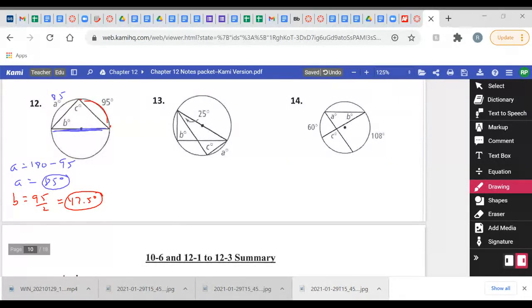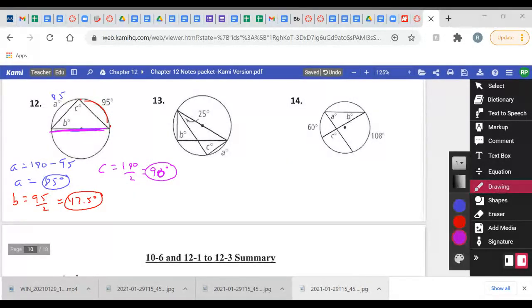Okay, and then I can see that C meets up with the diameter. So since the diameter cuts the circle in half, which is 180, and C meets up with that, then I know that C has to be 90. So 180 divided by 2 gives me 90. There we go.